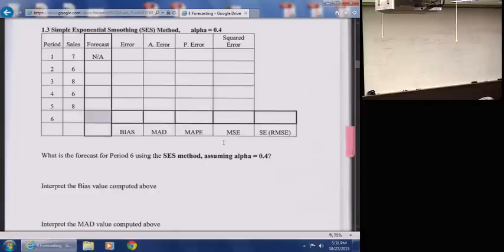Yes? Oh, you want me to do that? For the matter of time, I'm just going to skip it and look at the next question because this is a very repetitive exercise. But if you have any questions, feel free to ask me after class or email me. Okay, let's look at number 1.4.